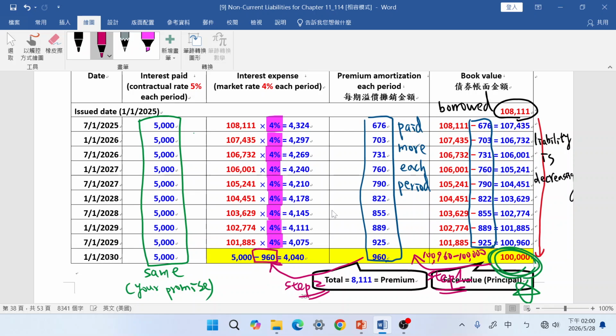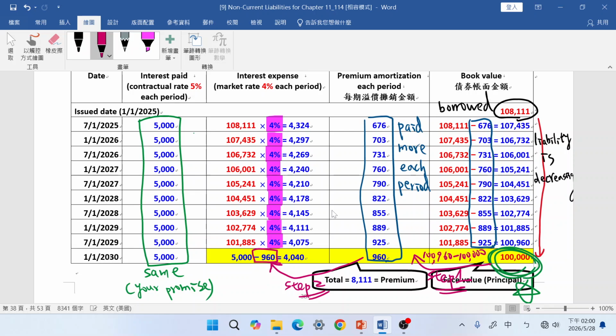So each period, they want only $4,324, but you still pay $5,000. So you pay more money for your second cost of borrowing. So that's why your second cost of borrowing will make your liability decrease, okay? And be careful for your last period. Don't forget, the last period, the last day, always should be principal because that's your promise. So don't forget, always keep your promise.